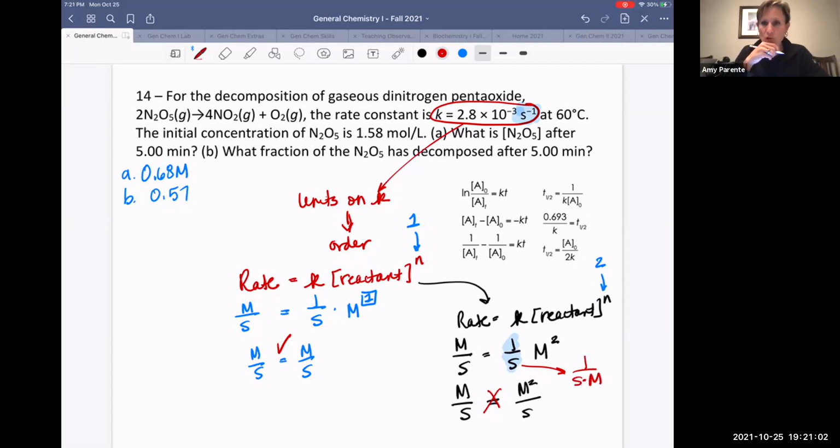I need to have a molar in my denominator of my rate constant units, because then it'll cancel out with one of my molar squareds, and then I will have molar. I'll leave 1 molar in my numerator, and then I will have seconds in my denominator. And now my rate in molar per second will equal molar per second on the right.